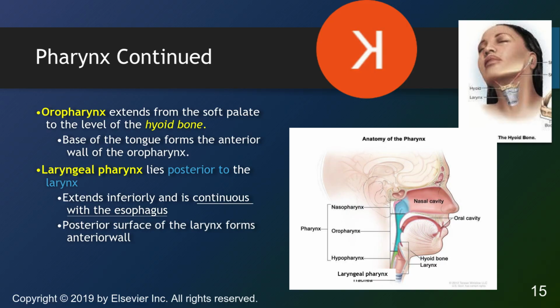The top picture here shows how the oropharynx extends from the soft palate going down into the level of the hyoid bone. The second picture here shows the anatomy of the pharynx, and it shows how the laryngeal pharynx lies posterior to the larynx.